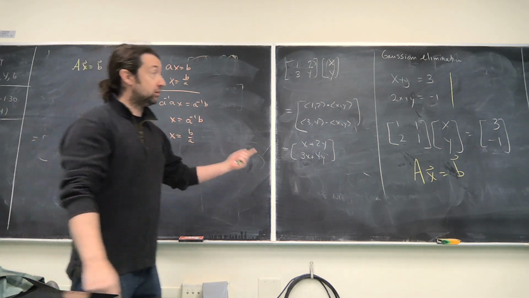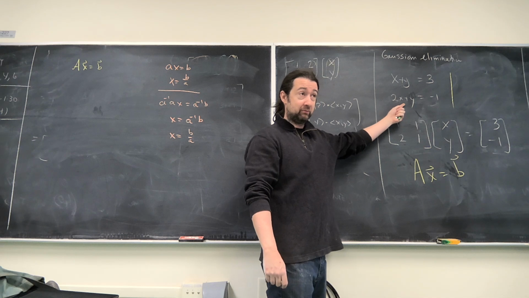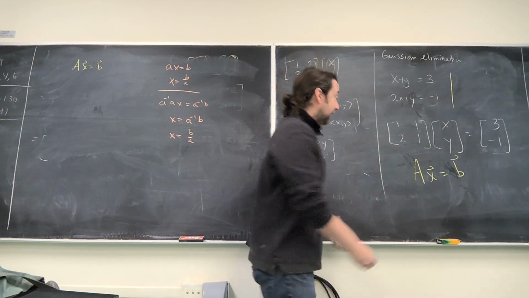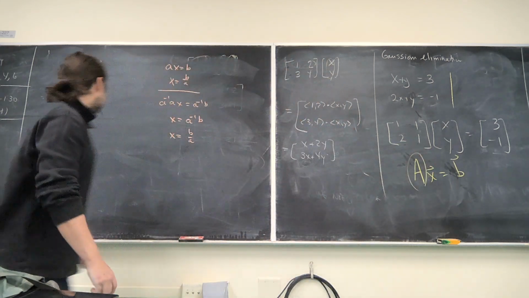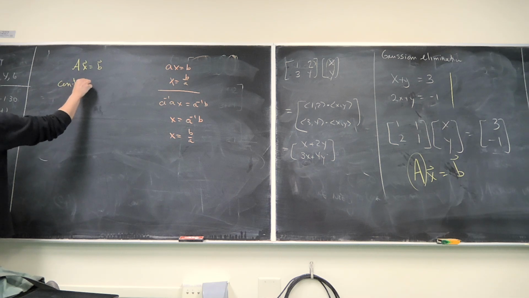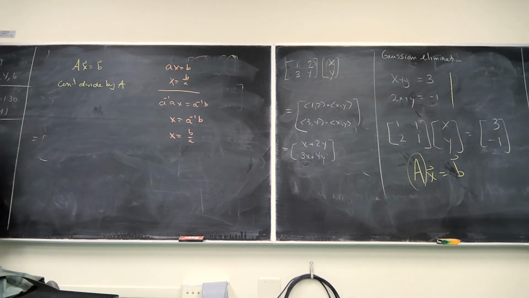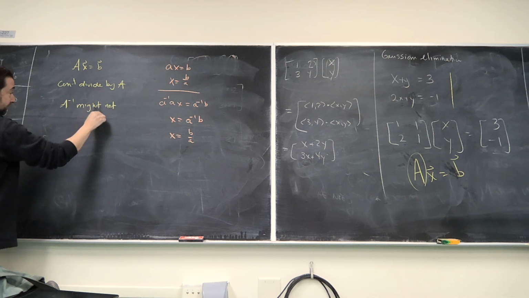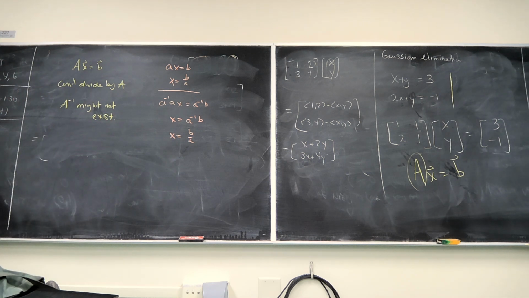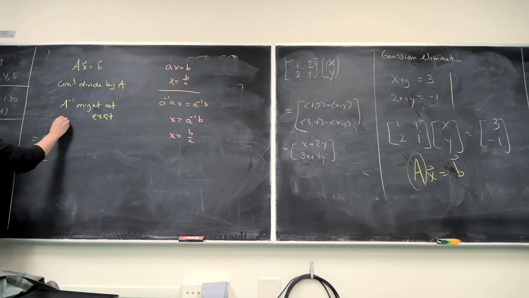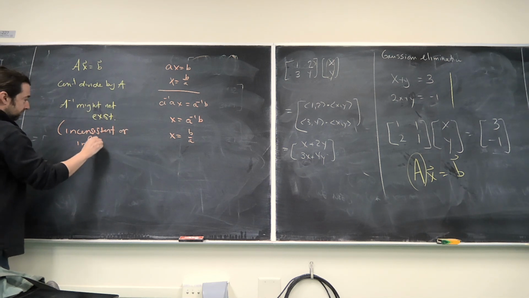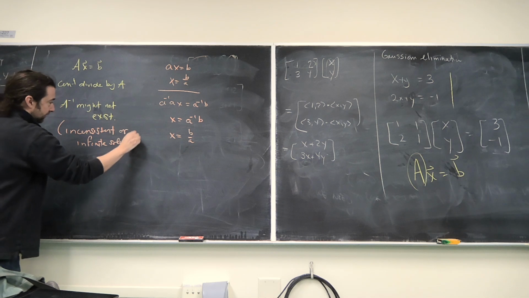If you remember your Gaussian elimination problems, sometimes there were no solutions and the system was inconsistent, and sometimes there were infinite solutions. That actually is recorded in the matrix. So I can't divide by A, and sometimes A inverse might not exist. Well, if it doesn't exist, then I can't eliminate it. This leads to inconsistent or infinite solutions, depending on the particular problem.